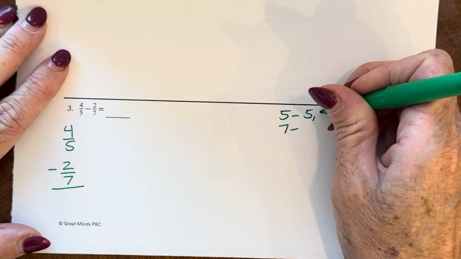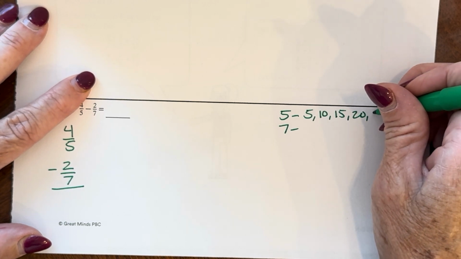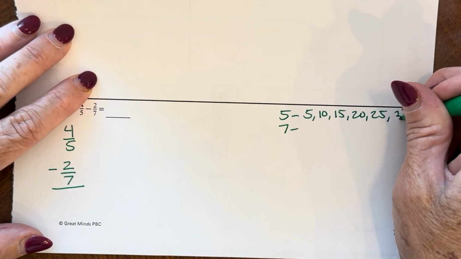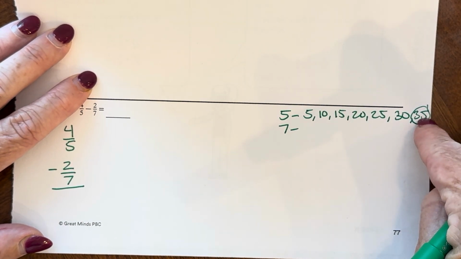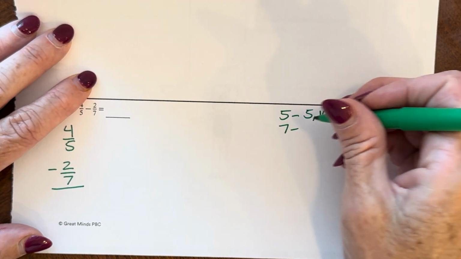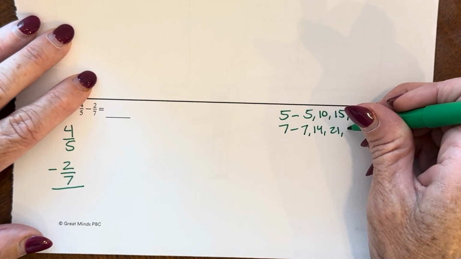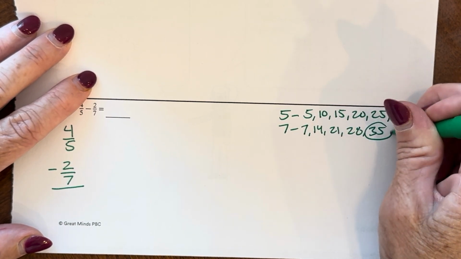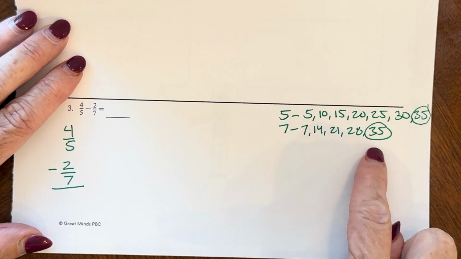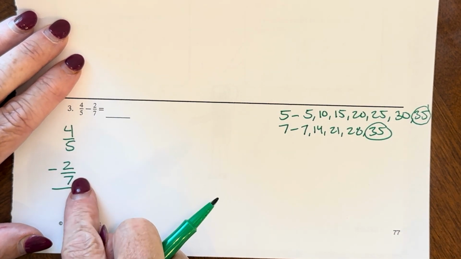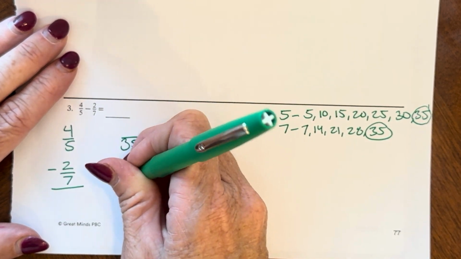So 5 times 1, 5 times 2, 5 times 3, 5 times 4, 5 times 5, 5 times 6, 5 times 7. Oh, and that looks familiar because I know that's a multiple of 7, because I know my 7's really good, because 7 times 1, 7 times 2, 7 times 3, 7 times 4, and 7 times 5. Okay, and yes, this time if I multiplied them together, I would get that, but I won't always, so that's not a good habit. Okay, so we know 35 is going to be our least common denominator.